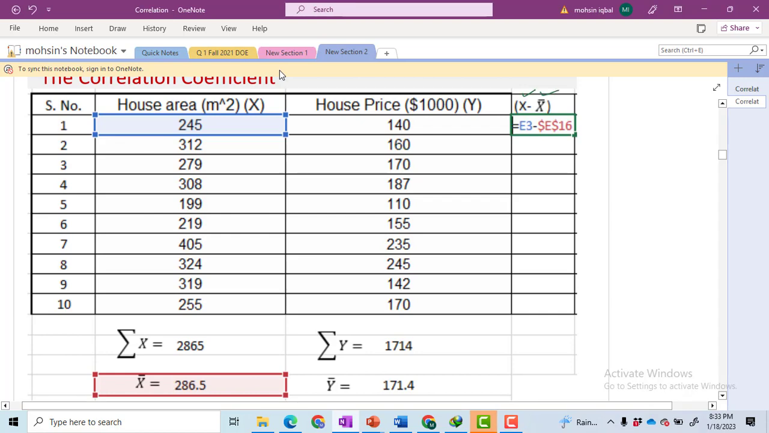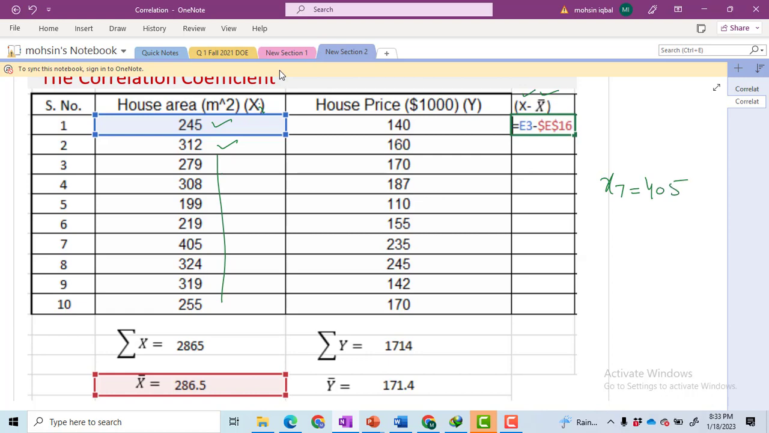The next step is the calculation of X minus X bar. I have the X values in this column. All these values are X, or sometimes we call them Xi, where i means the ith observation. i can be 1, 2, till any value up to 10. For example, if I say X7, then X7 will be equal to my 7th value, 405.